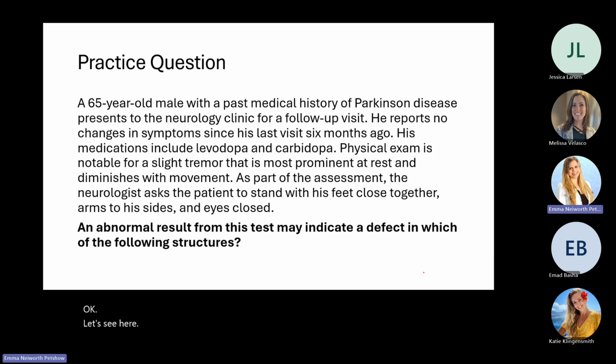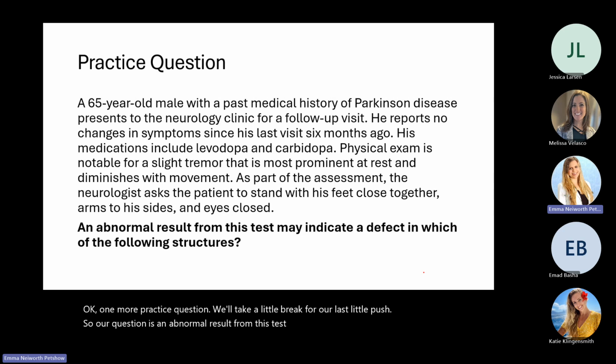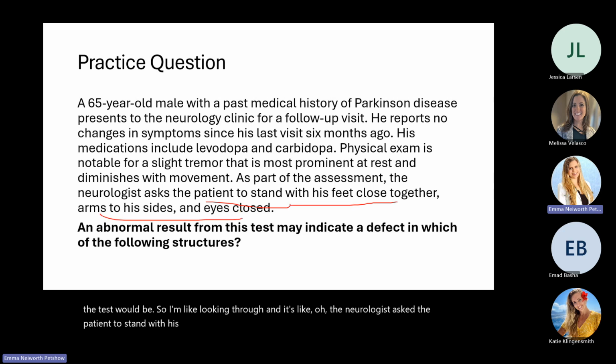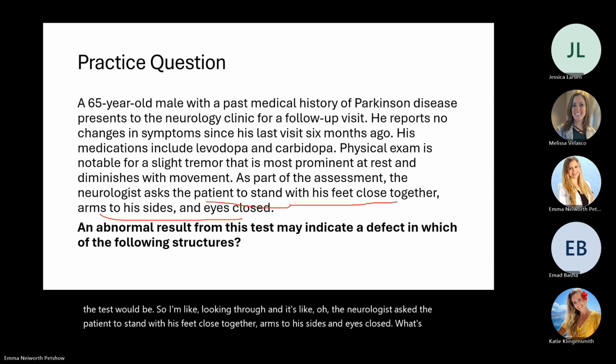Okay, one more practice question. We'll take a little break for our last little push. So our question is, an abnormal result from this test may indicate a defect in which of the following structures? I may just look through and try to find, if I was doing this vignette, what the test would be. So I'm looking through and it's like, oh, the neurologist asked the patient to stand with his feet close together, arms to his sides and eyes closed. What's that test?